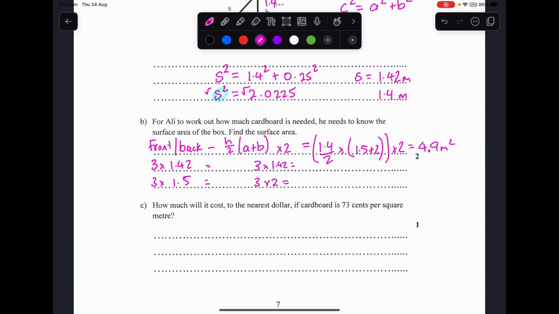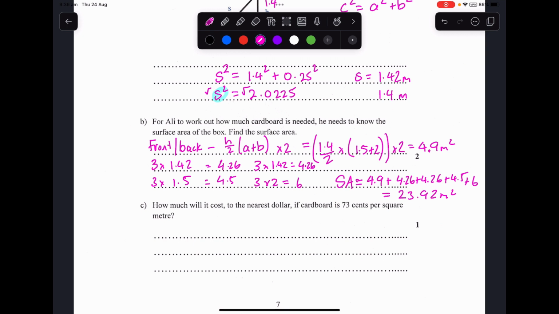So we just make sure that you've got all 4 of them. So we end up with 4.26, 4.5, 4.26, and 6. Now, surface area is obviously going to be adding all of those together. So 4.9 plus 4.26 plus 4.26 plus 4.5 plus 6, and we get a total of 23.92 meters squared.